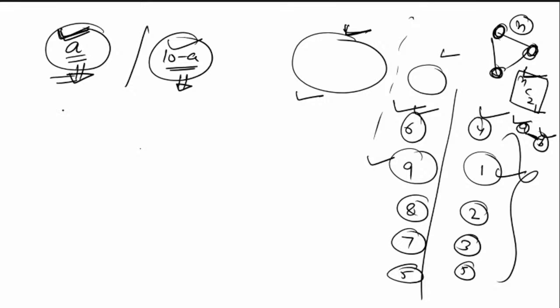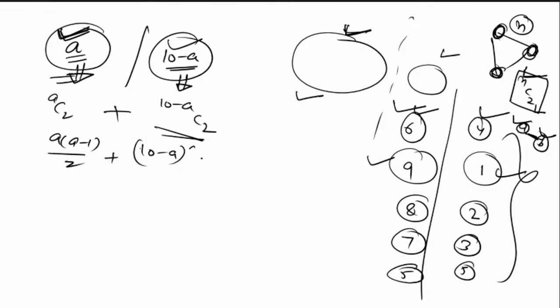If you have a vertices, then there will be aC2 edges, and if you have 10 minus a vertices, then you will have this many edges maximum, because we want to make the maximum edges. He's asking us for the maximum edges, so this is the maximum number of edges that are possible. Now what is this aC2? aC2 means a times (a minus 1) by 2, plus (10 minus a) times (10 minus a minus 1) by 2, and now you can just add them.